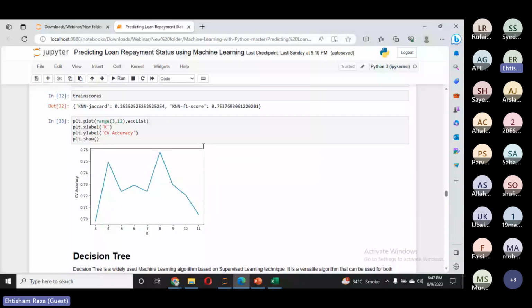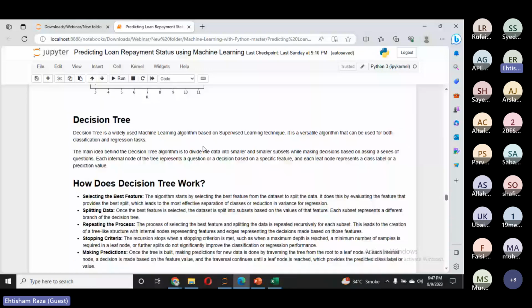Next, second is the decision tree. What is a decision tree? A decision tree is a very popular machine learning algorithm. It is a supervised machine learning algorithm which can be used for classification as well as regression tasks. This tree is also called CART, C-A-R-T, which means classification and regression tree. It is a versatile algorithm that can be used for classification and regression tasks.